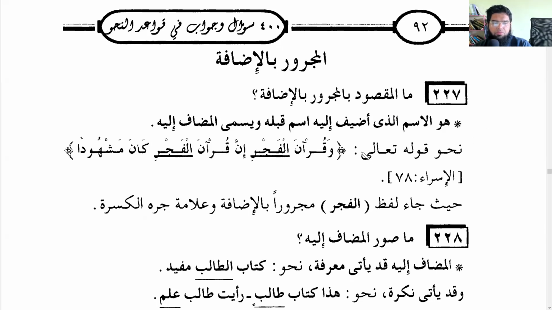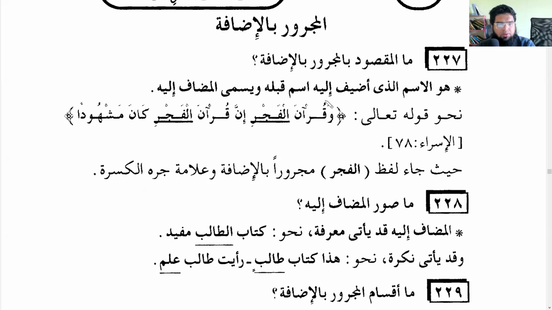نحو قوله تعالى وقرآن الفجر إن قرآن الفجر كان مشهودا. Indeed, the Fajr's Quran is mashhuda, kana mashhuda. And this is Surah Al-Isra, verse number 78. وقرآن الفجر, the Quran at dawn. So Quran al-Fajr, that is, Fajr's Quran, dawn's Quran.